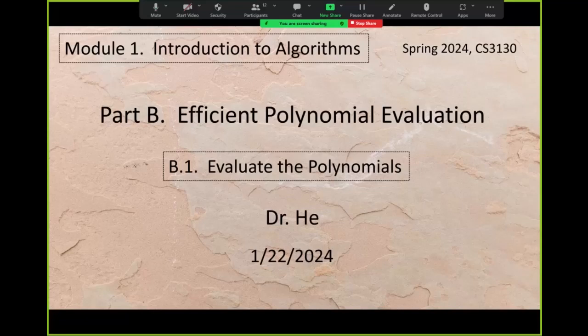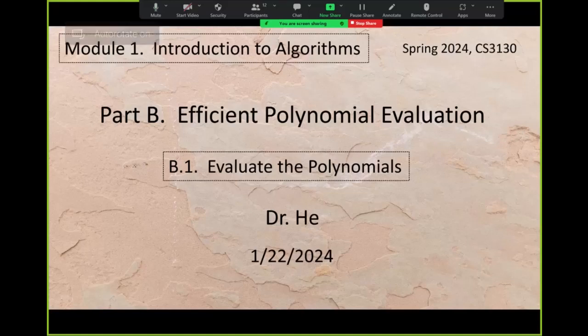Part B, efficient polynomial evaluation. B.1, evaluate the polynomials. First, it's a simple problem. So when we start, we want to look at a simple computing problem. But at the same time, I will try to explain several problem-solving thinking-related considerations.